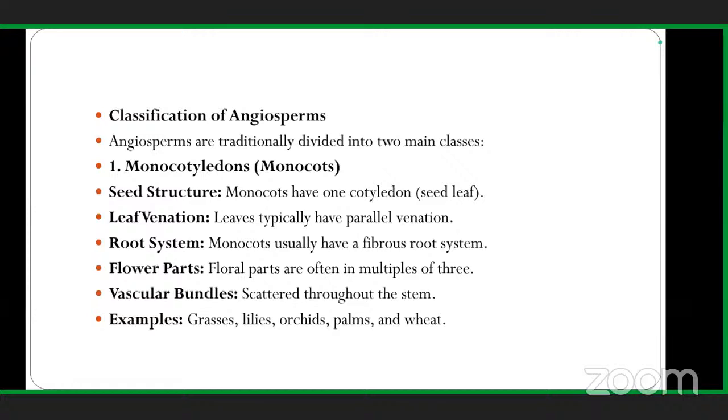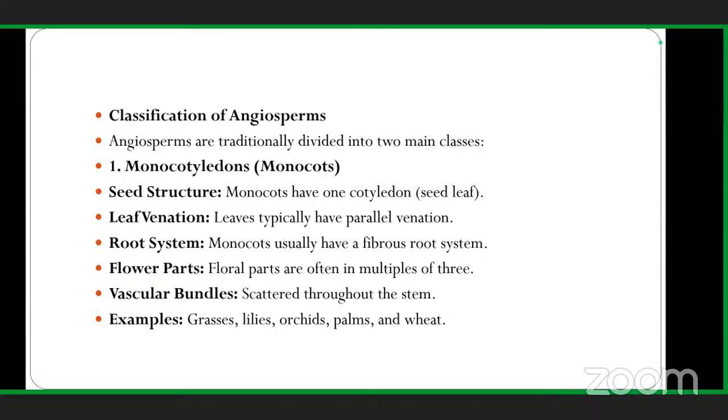Next, most important, classification of angiosperms. Angiosperms are traditionally divided into two main classes. Number one is monocotyledons, monocots. What are monocots? In monocots, the seed has only one cotyledon, the seed leaf. You will find only one cotyledon in monocotyledons, meaning monocots.